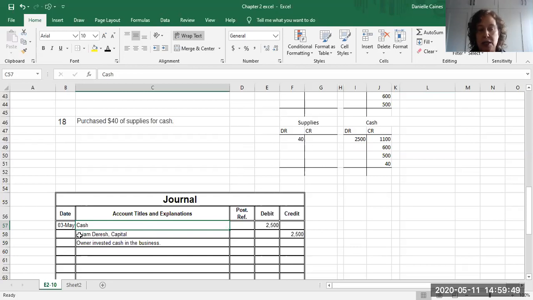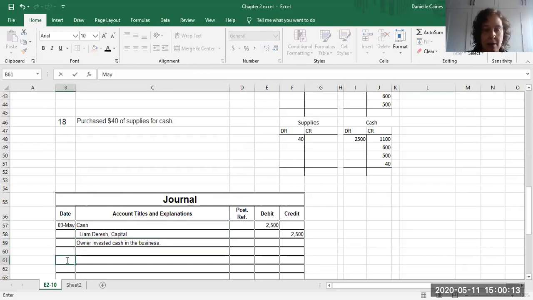Also notice that you indent the credit account just a little bit. So when you glance at this journal entry, you can already tell, even without looking at the numbers over here, that cash is the debit account and Liam Darish Capital is the credit account. You make, like I said, an explanation here, and then you skip a line, and then you go on to your next entry. The next entry was May the 4th.